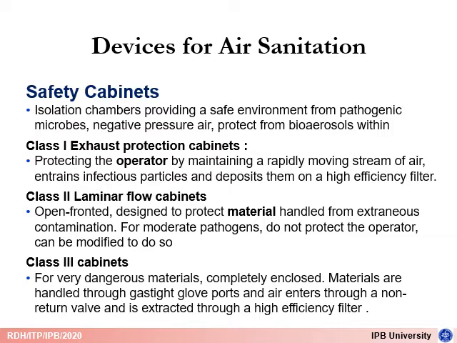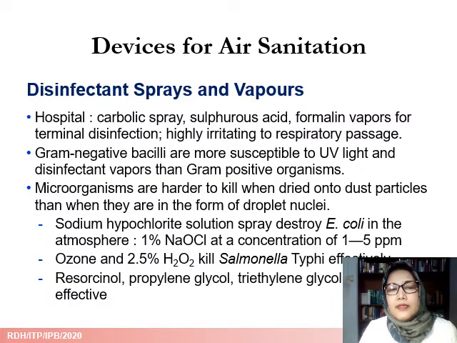The Class 3 cabinet is for very dangerous materials and is completely enclosed. Materials are handled through gas-tight glove ports, and air enters through a non-return valve and is extracted through a high-efficiency filter. The other device for air sanitation is disinfectant sprays and vapors. In hospitals, carbolic spray, sulfurous acid, and formalin can be used for terminal disinfection. However, they are highly irritating to respiratory passages.